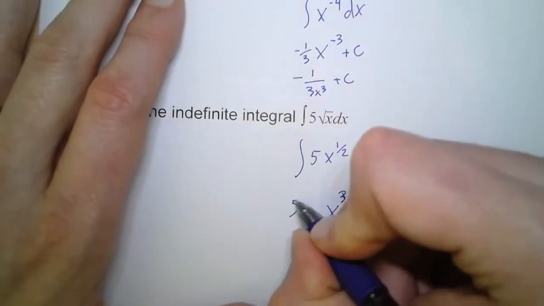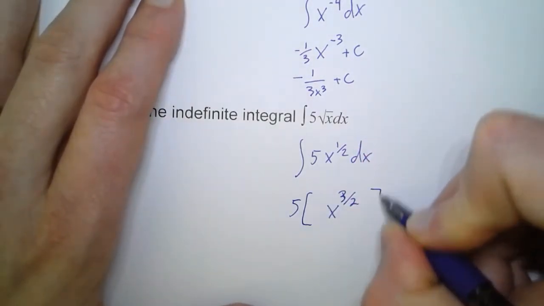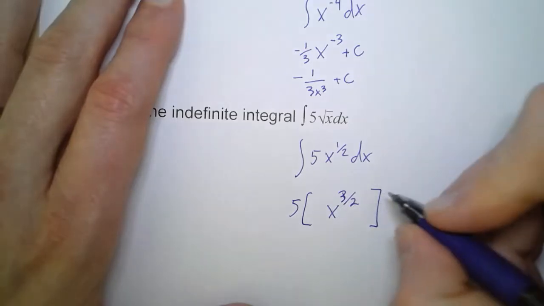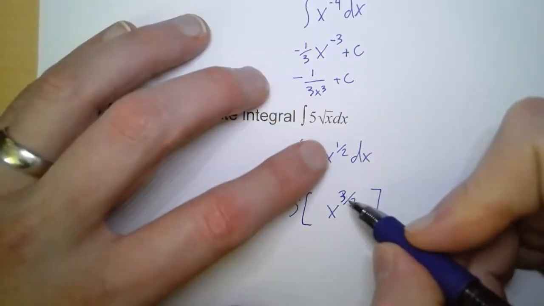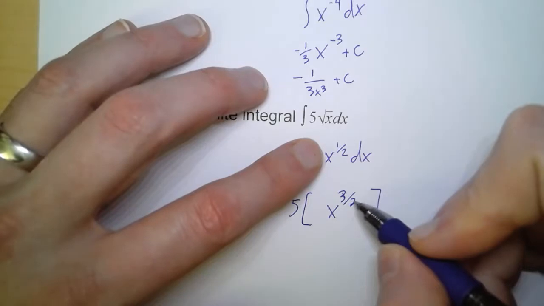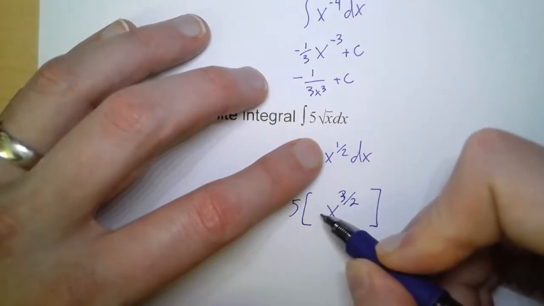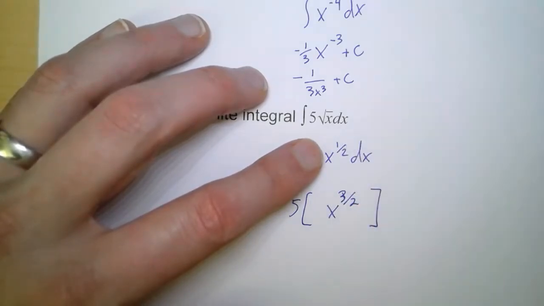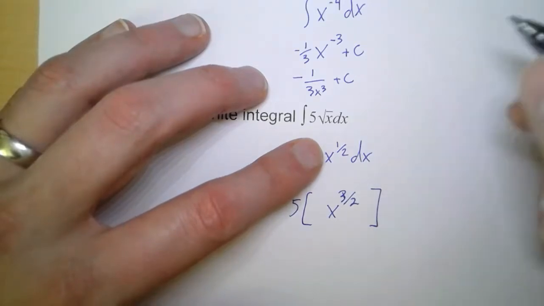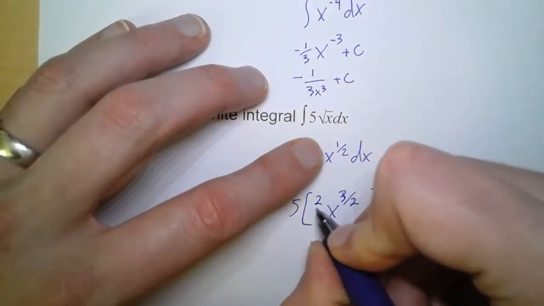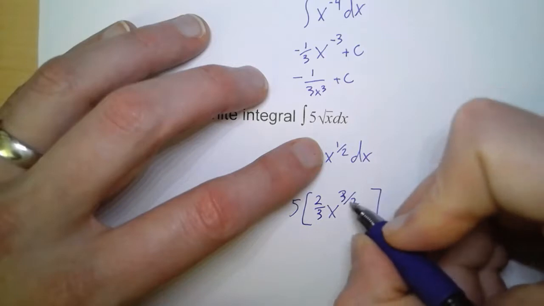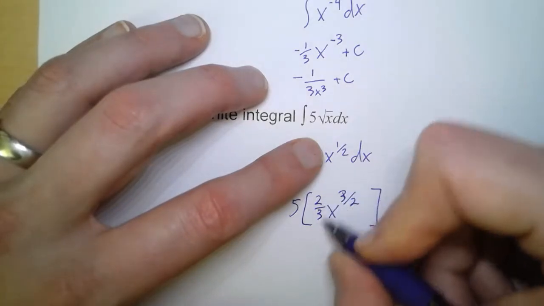Now, I'm going to leave 5 out front for now, because these often tend to be a little tricky for people. Because what's going to be the derivative of x to the 3/2? Well, the 3/2 is going to come down, and it'll be 3/2 x to the 1/2. But we don't want the 3/2 there. So what we need to do is put in a 2/3 there, so that when the 3/2 comes down, it'll cancel it away.